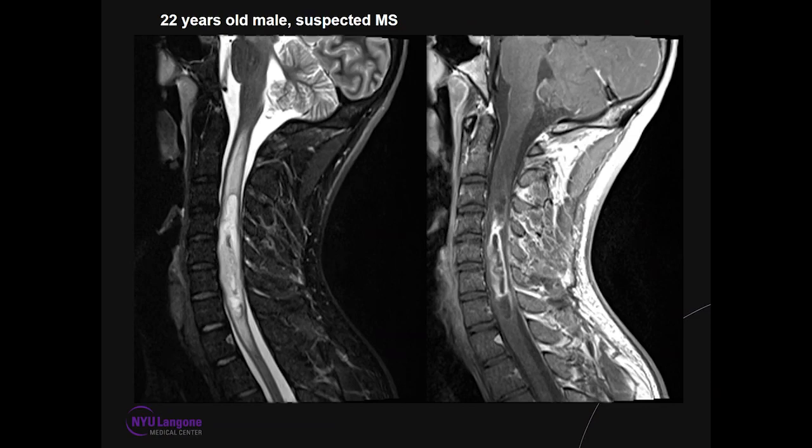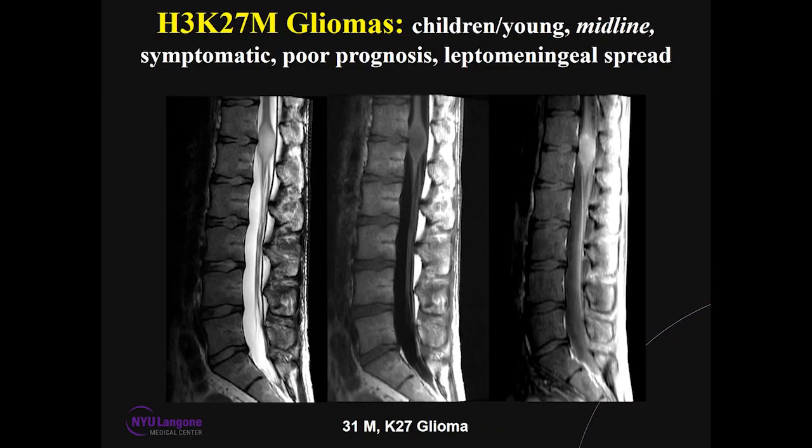And as I said, they occur in the midline. We have seen K27 mutant gliomas even in the spinal cord. This is an example, a younger patient who was suspected to have multiple sclerosis based on the paresthesia and numbness in the upper extremities, and ended up having this MRI which showed a really ugly looking tumor in the cervical spinal cord, which almost looks like a GBM, and it turns out this was a GBM on histopathology, but more importantly was also an H3K27 mutant glioma, and was labeled as a diffuse midline glioma.